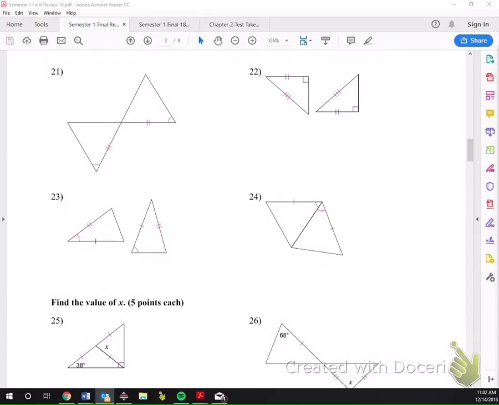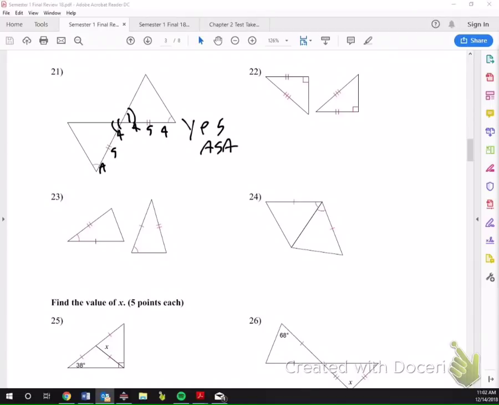Number 21. So notice here, look at number 21, that's why I call vertical angles bow tie angles, because when they're looking all nice and pretty like that, they look like a bow tie. So 21, we have angle, side, angle on the left-hand triangle, and angle, side, angle on the right-hand triangle. So notice the side is in between the two angles, therefore it's angle, side, angle, unlike the previous one, which was angle, angle, side.